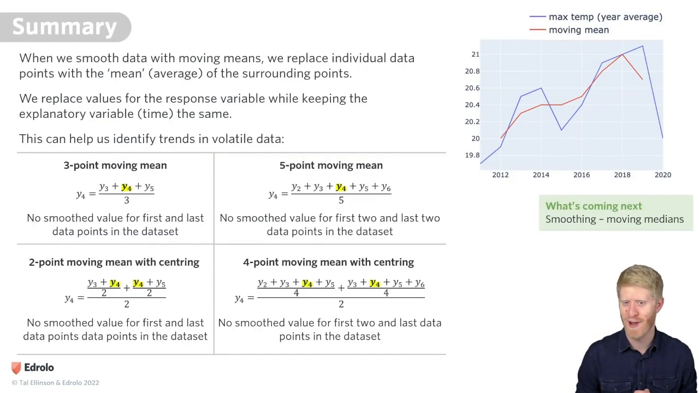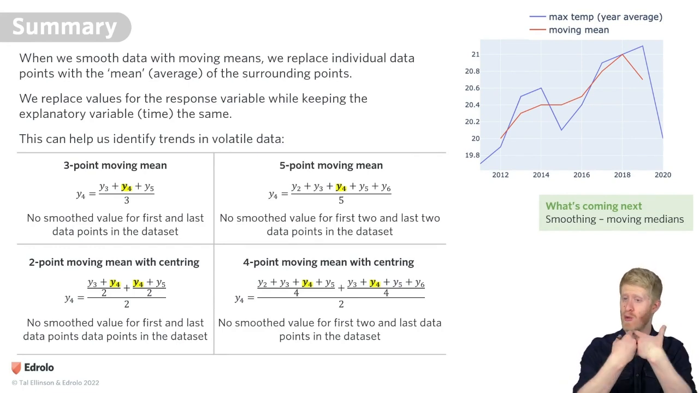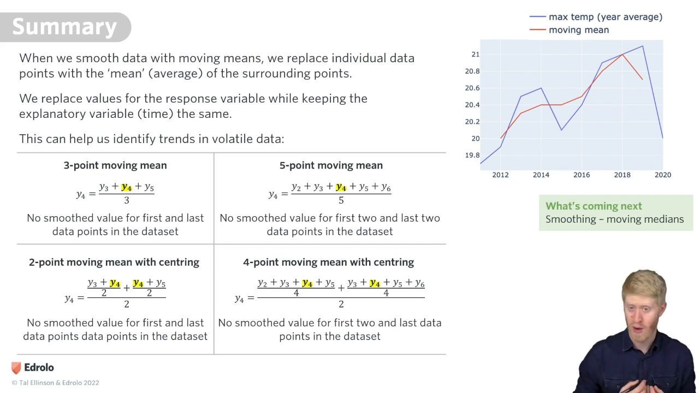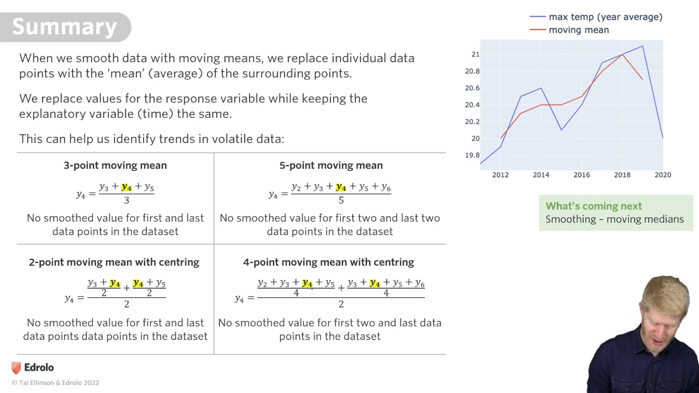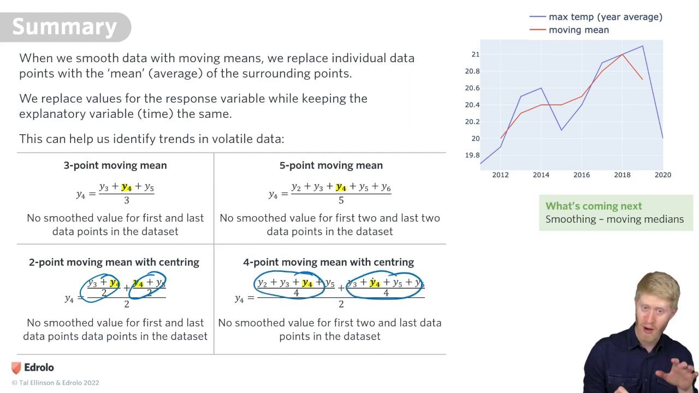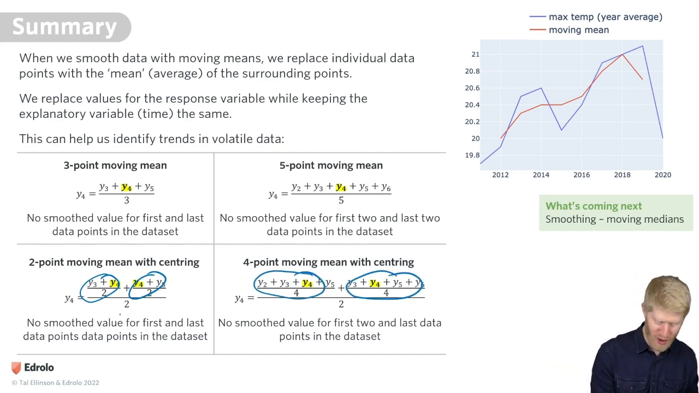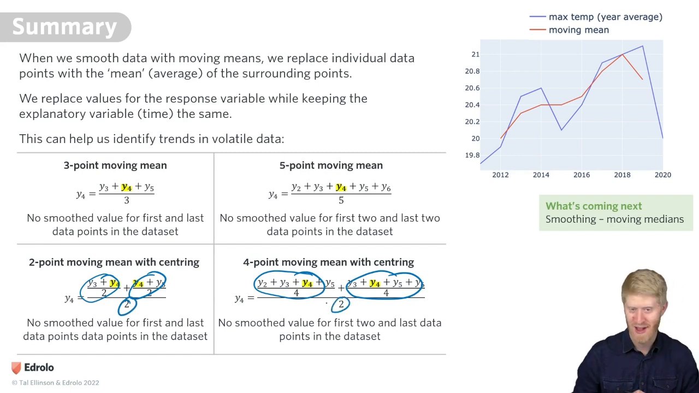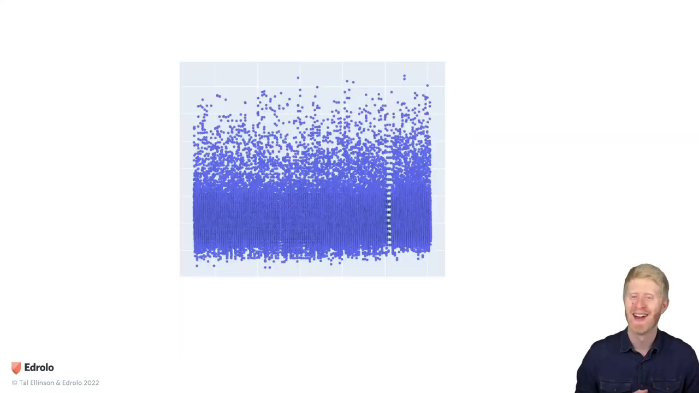All right, here's a key summary of all the ideas from today. We've got our 3-point and our 5-point, they're just straight averages. When you're doing a moving mean with an even number of points, we want to put in the centering as well. So we'll take an average of the surrounding points, and then to make sure we're not biasing in one direction or the other, we average those averages, and it gives us the new point that we replace our old data with. All right, that's it for smoothing means. Next time, I'll see you for smoothing medians, which you'll find is a little bit more fun.